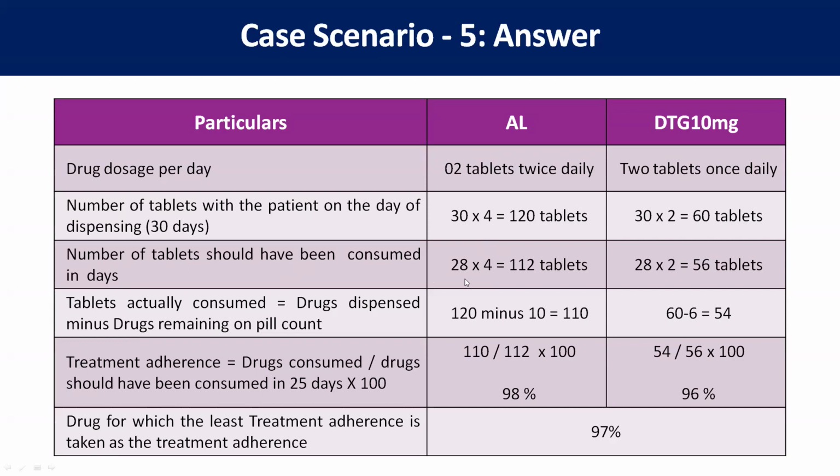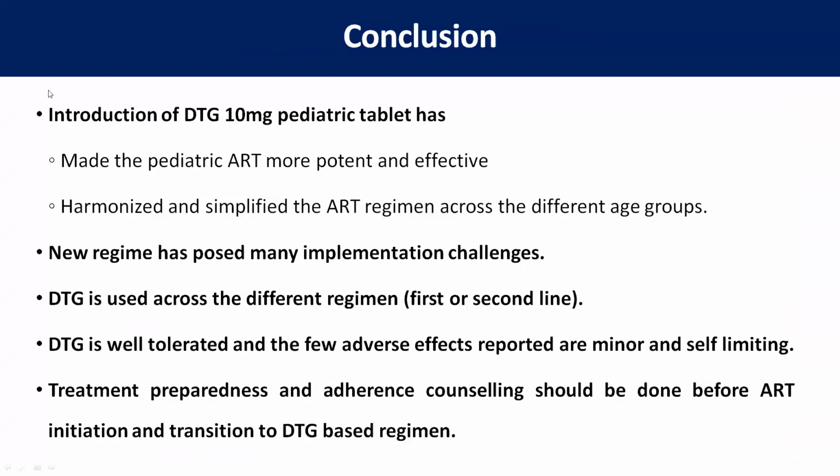Kitna khana chahiye, 28 days mein. So 28 into 4 per day, 2 tablets twice daily means 4 tablets. So 28 into 4 is 112 tablets. Actually consumed kitna: 120 minus 10 means 110. That is the drug remaining on the pill count. So treatment adherence is drug consumed by drugs that should have been consumed, into 100. So you have to calculate and it should be coming to 98% or 97%. But the aim should be 100%, then only you achieve more than 95%.